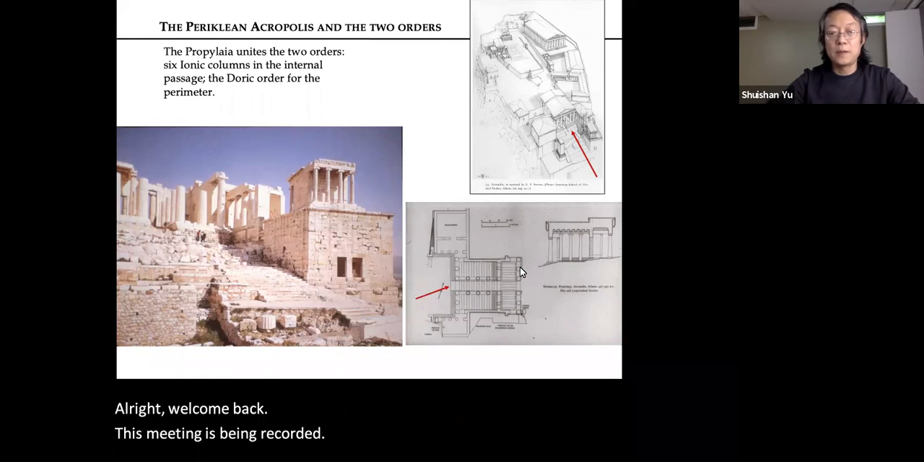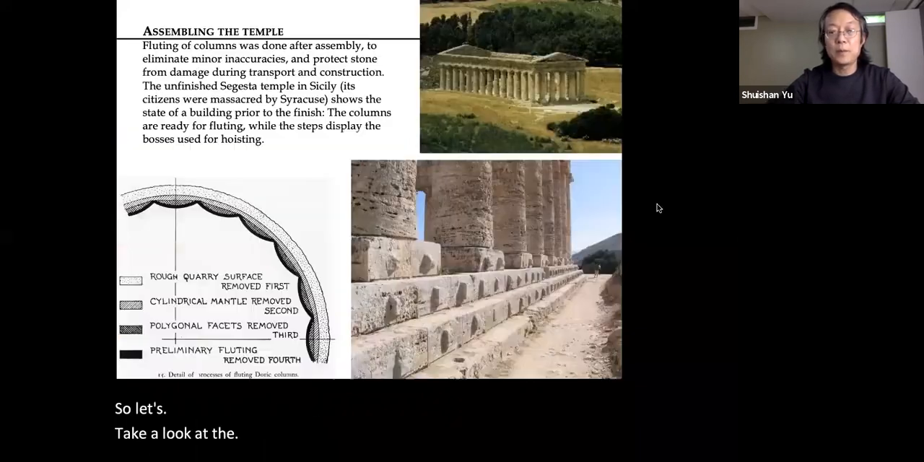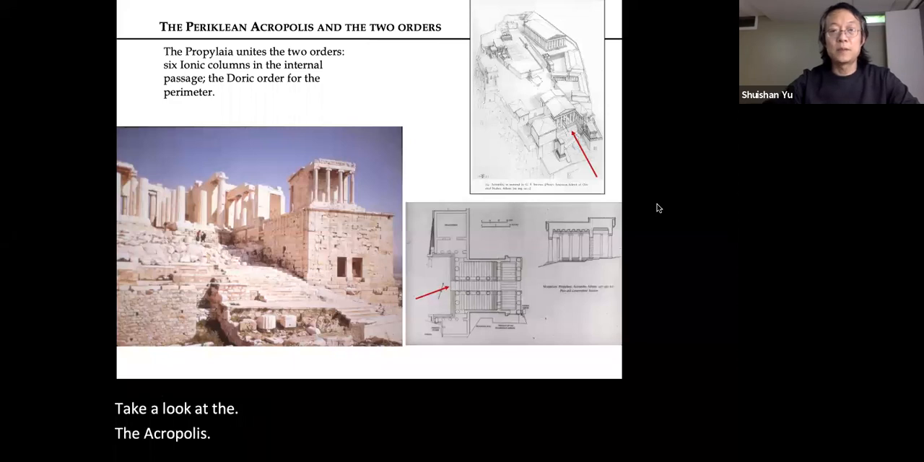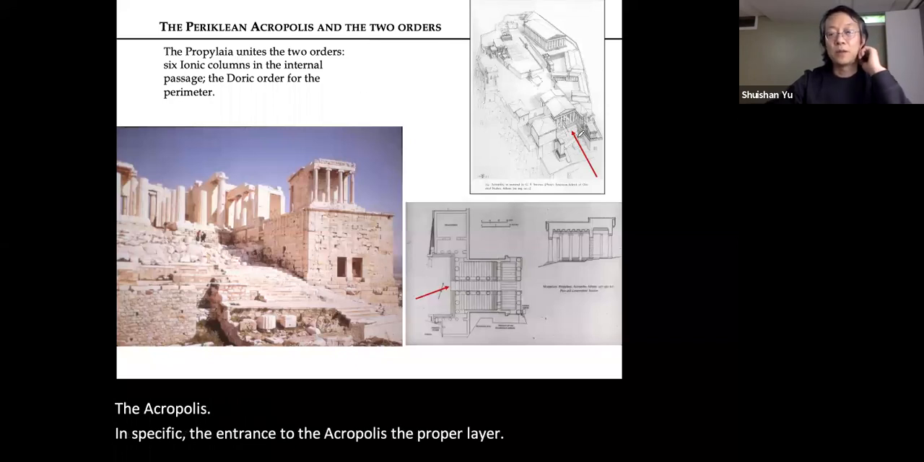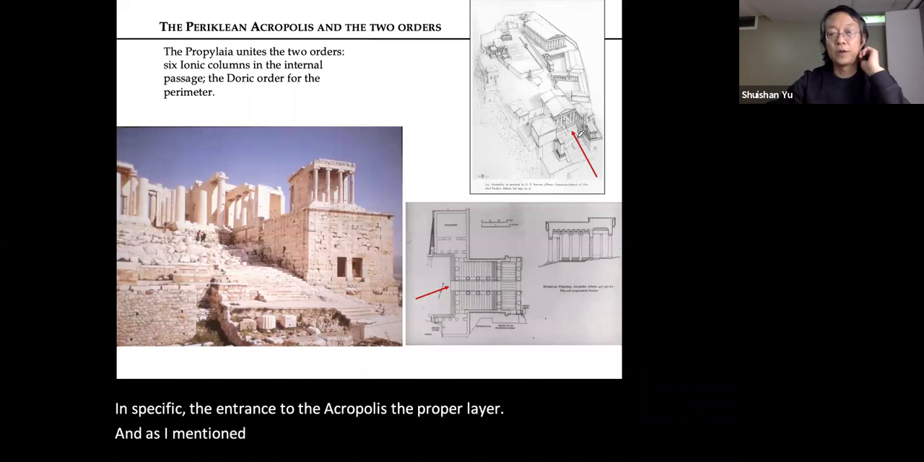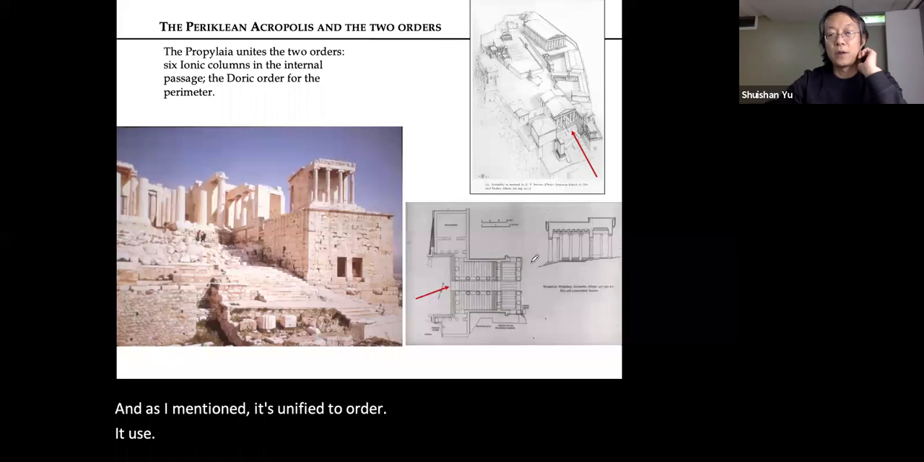So let's take a look at the Acropolis in specific. The entrance to the Acropolis is the Propylaea, and as I mentioned, it unified the two orders. It used Doric order on the front and back, and inside it uses the Ionic order.